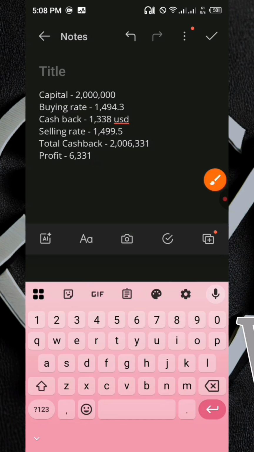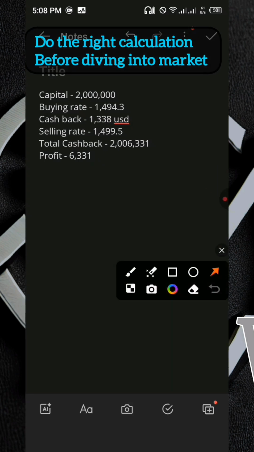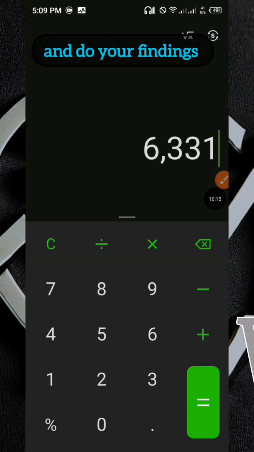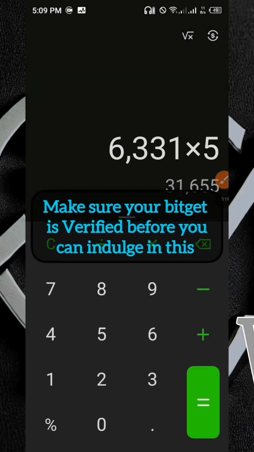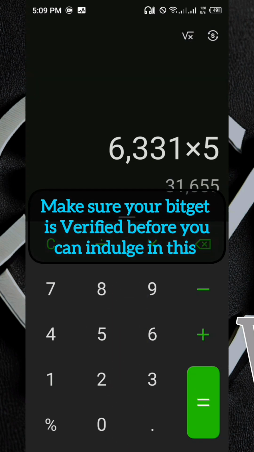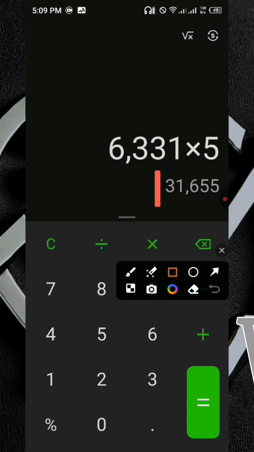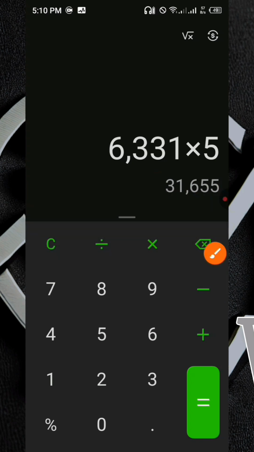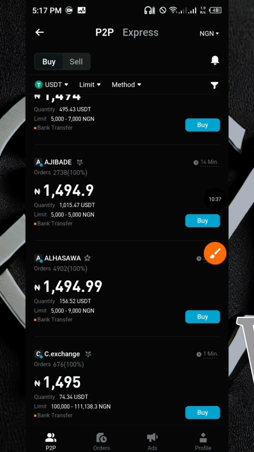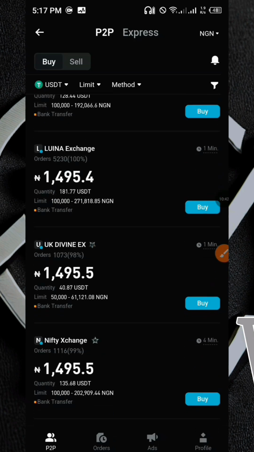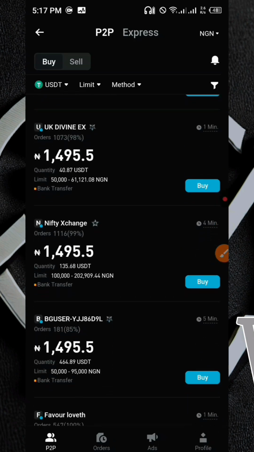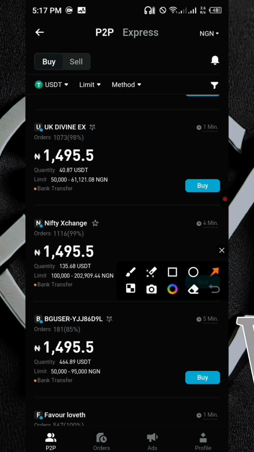All you have to do is make sure you do the right calculation before you dive into the market and do your findings. Have a good amount of capital. Make sure your Bitget account is verified by Bitget to indulge in this process. This is a strategy that a lot of traders are doing currently to make good amount of capital. In case you don't know how to create ads on the Bitget platform, I have dropped a video on how to create ads on the Bitget platform. You can check up on some of my other videos and you'll see it.